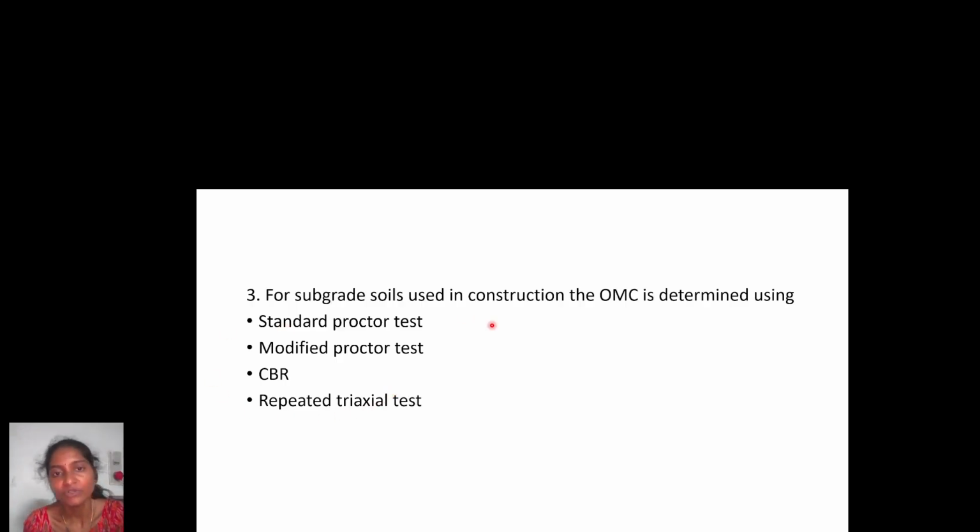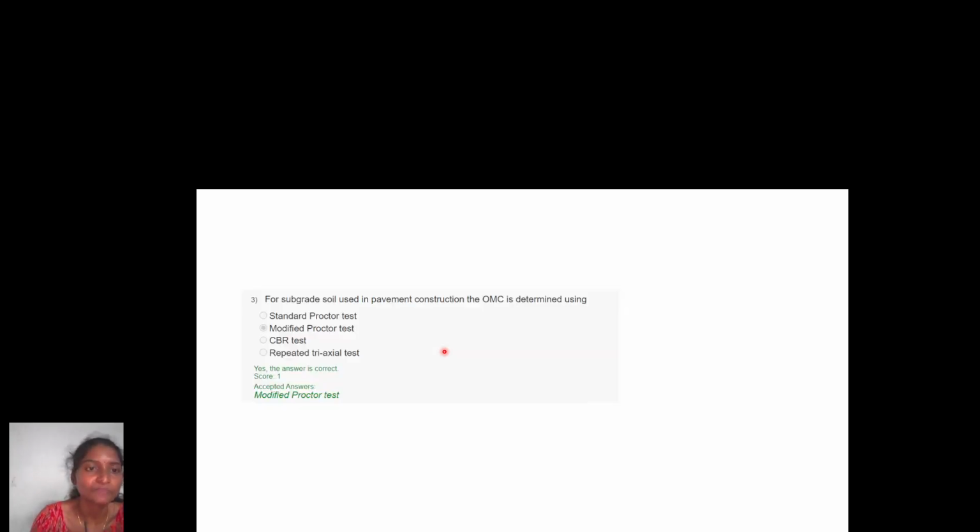For subgrade soils used in construction, the optimum moisture content is determined using which test? When you want to determine the optimum moisture content, we would be using the CBR and repeated triaxial test to understand the strength of the soils. Both standard Proctor test and modified Proctor test can be used to determine the OMC, but in pavement construction, we consider the modified Proctor test for the determination of the OMC.